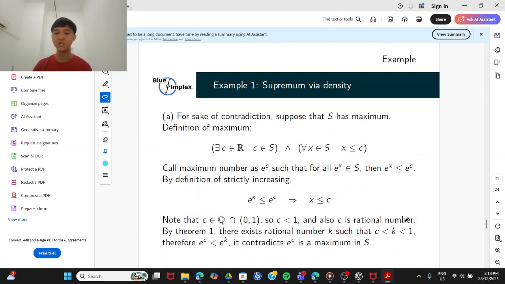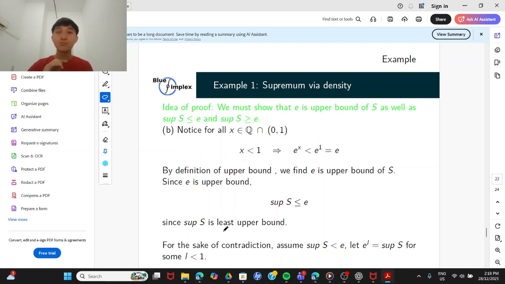Then notice that c is smaller than 1, and c is also a rational number. So we can use the derived result that there exists a rational number k between c and 1. Then we can imply that e^c is smaller than e^k. So it contradicts, because e^c was supposed to be the biggest one.